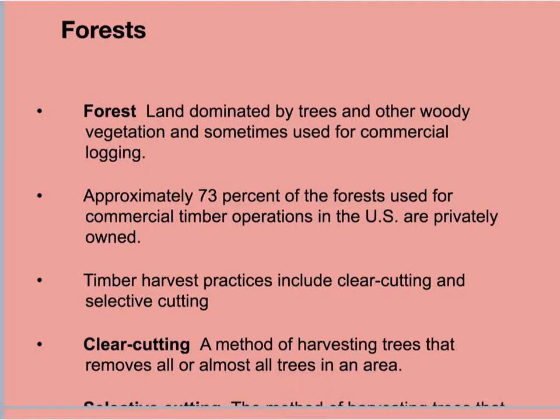Forested lands are dominated by trees and other woody vegetation. Approximately 73% of forest is used for commercial timber operations, and that's in the United States, and almost all of that is privately owned. Many national forests were originally established to ensure a steady and reliable source of timber, and commercial logging companies are currently allowed to harvest U.S. national forests, usually in exchange for a royalty or a percentage of the revenue.